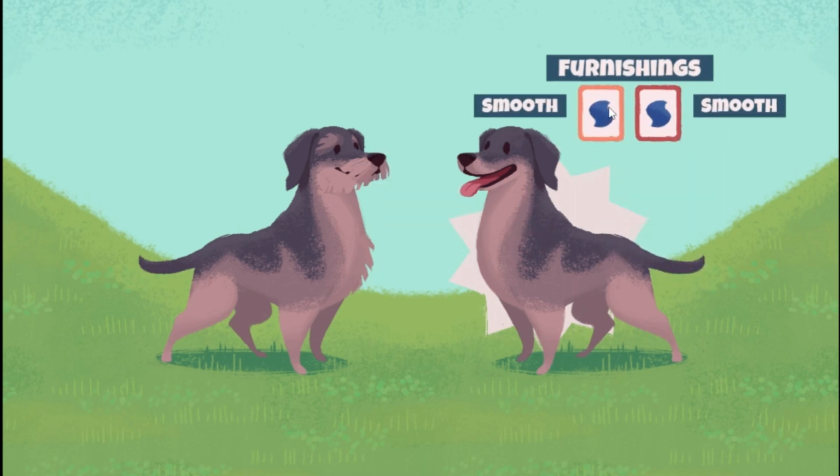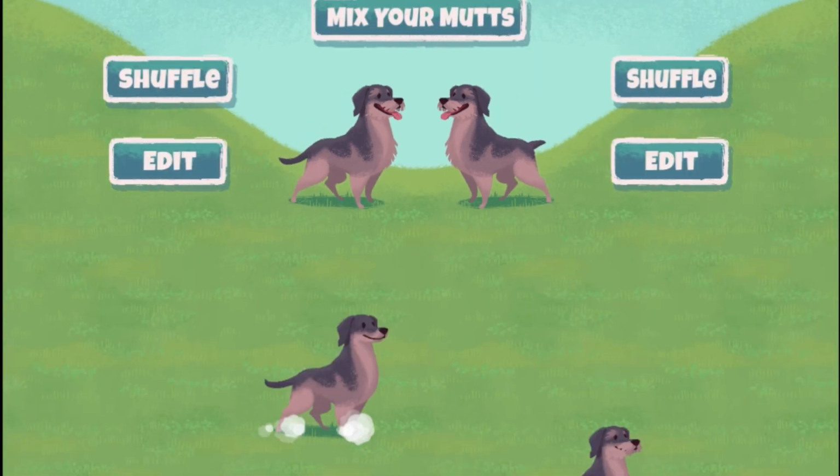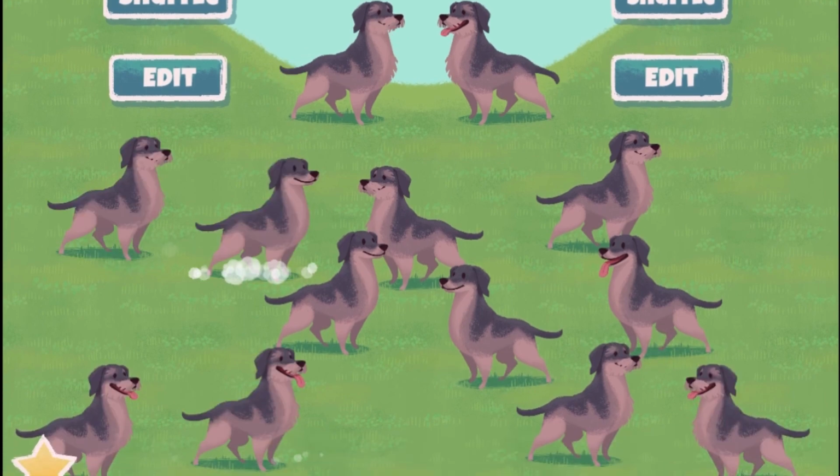Sexually reproducing organisms need at least 2 sets of DNA, which also means 2 copies of each gene. During reproduction, only 1 copy of each gene is given to the offspring. In the Mutt Mixer Interactive, the furnished gene has 2 alleles, furnished and smooth.